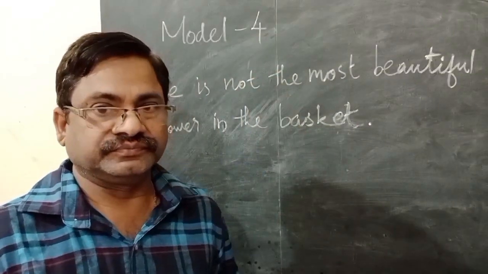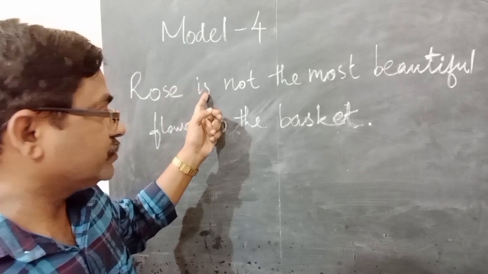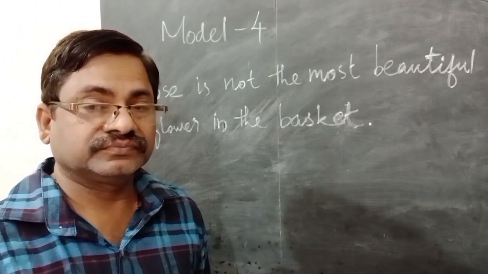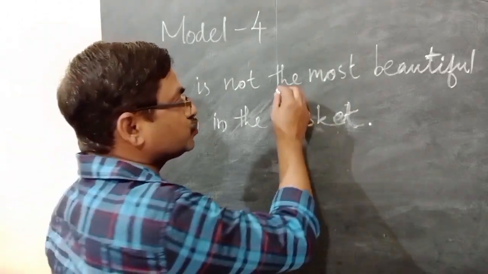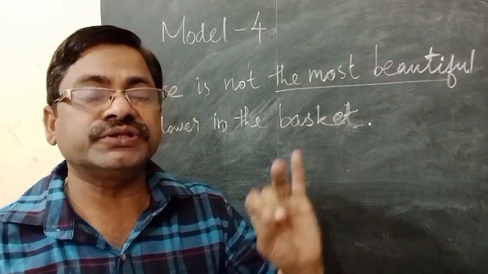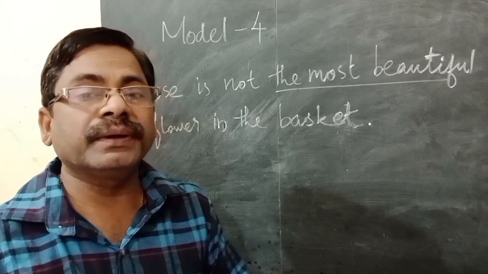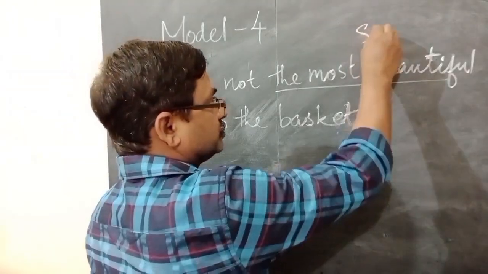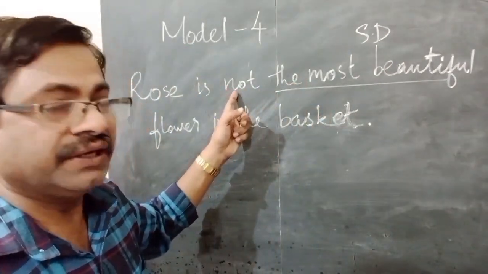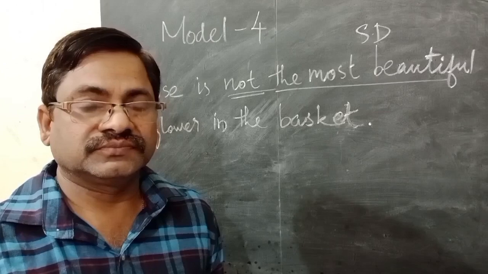Next, model number 4. What is special about this model? Let's check. Rose is not the most beautiful flower in the basket. This is superlative degree, the most beautiful. Beautiful, more beautiful, most beautiful. Superlative degree is given. Superlative degree is preceded by not. That is the speciality of this sentence. It is preceded by not. So normal model.